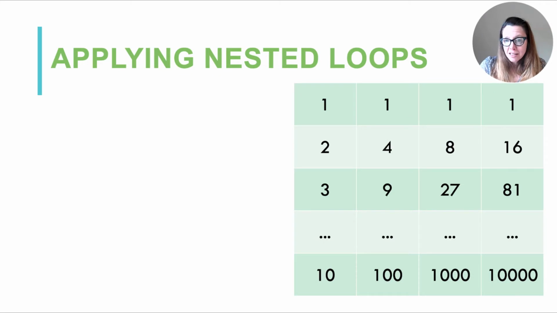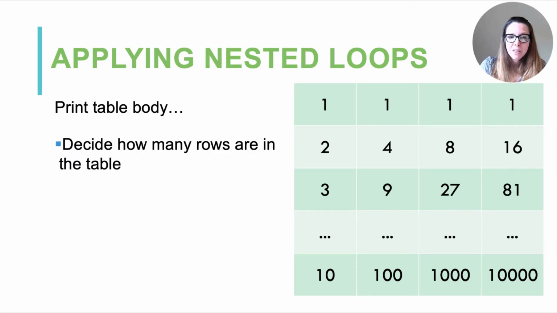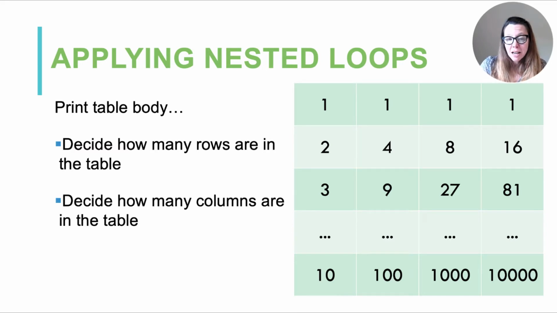We'd have to apply nested loops. To print the table body, we'd have to decide how many rows are in the table. In this case, we have 10 rows. So then we'd have to decide how many columns are in the table. We've already specified that we want to hold x to the first power, x squared, x cubed, and x to the 4th, so we have 4 columns.